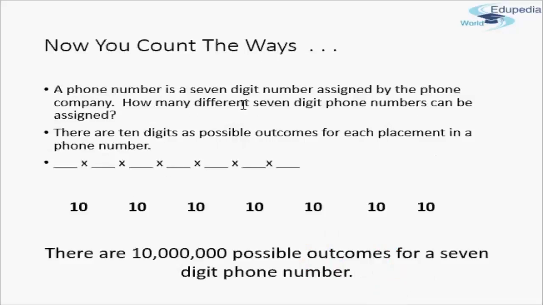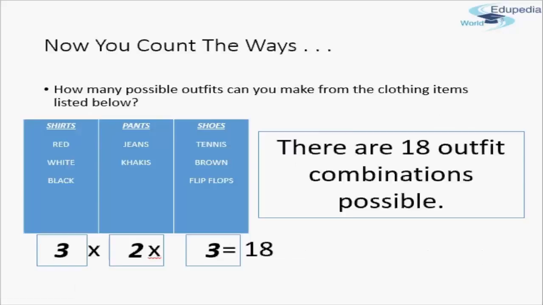A phone number is a 7-digit number assigned by a phone company. We all know that. How many different 7-digit phone numbers can be assigned? Now there are 10 digits as possible outcomes for each placement in a phone number. So 10 times 10 times 10 times 10 times 10 times 10 times 10, that is 7 tens. So we know that there are these many possible outcomes for a 7-digit phone number. The purpose of this example is that you don't get scared by a very large number. Just go with your intuition, go with your common sense, go with what you see around you, go with what you think is right, and this is pretty simple. This is pretty basic.